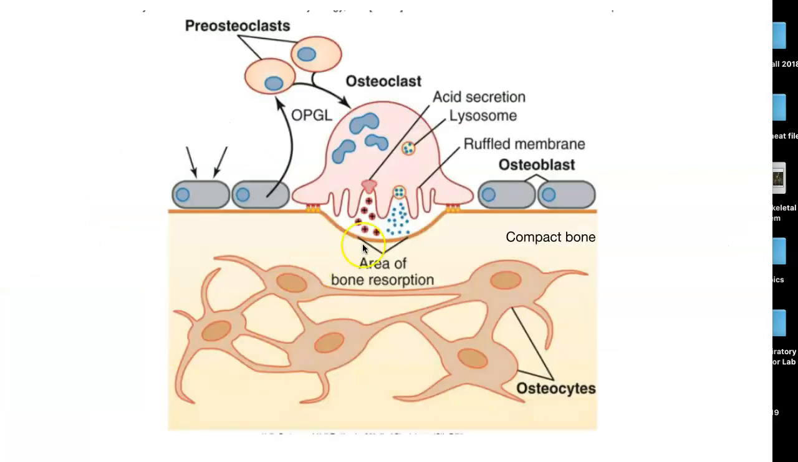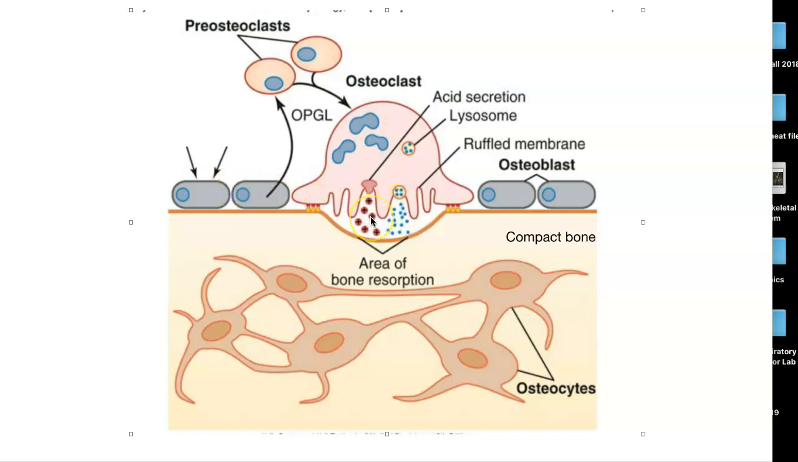Here's another picture. Here's showing you the big old osteoclast. He has his acid secretions and lysozyme, and they're dissolving the bone here. And the osteoblasts are next to him. They're building the bone back up.